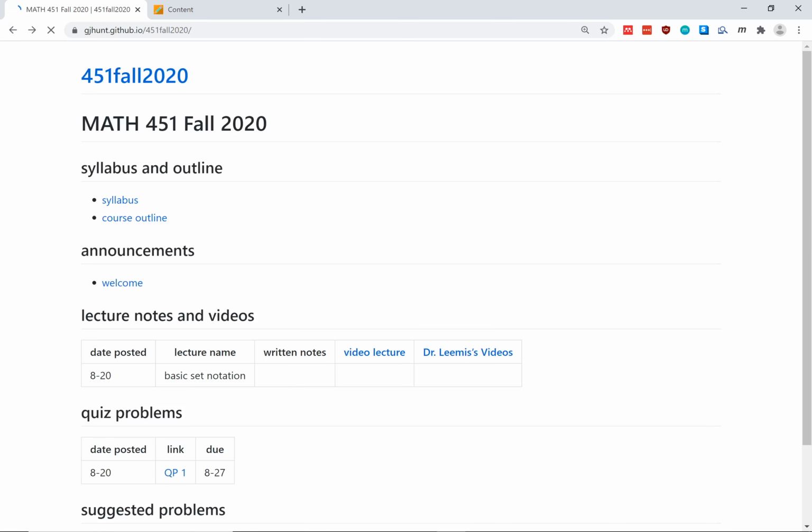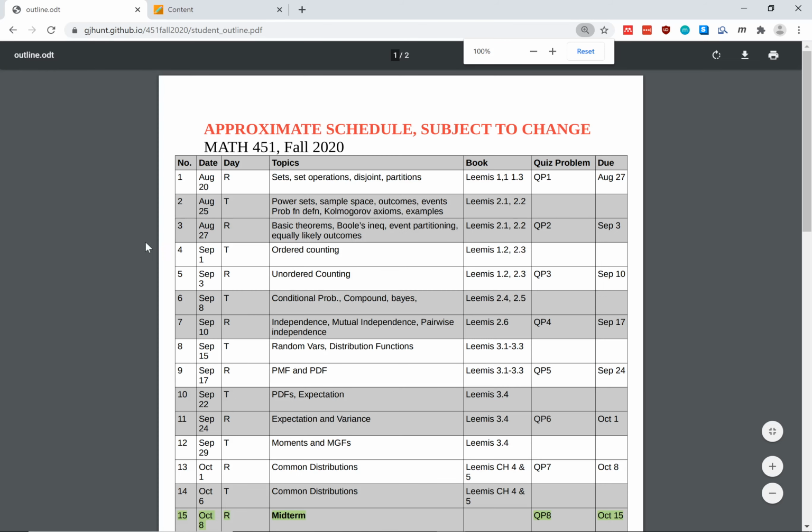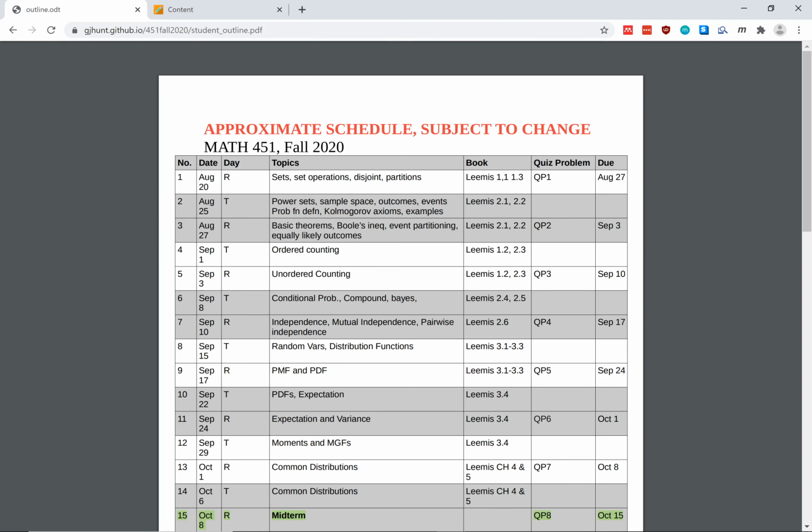So that's kind of the syllabus, just a one-page syllabus. I have the course outline here. This is a very tentative course outline, although I've taught this course several times before, so we're going to stick pretty close to this. Although I'm going to write here at the top, this is approximate, it can change. And so this is approximately what we're going to do.